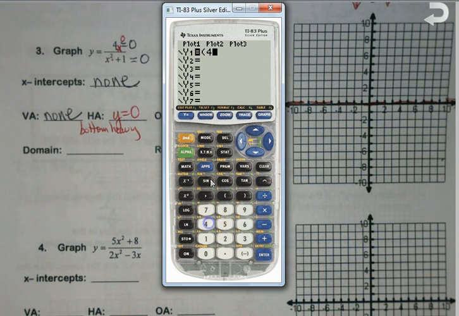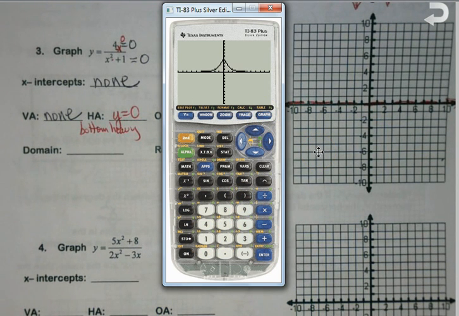So we've got 4x. Oh, no, not 4x. 4 over, remember my parentheses, x squared plus 1. All right, let's see what this sucker looks like. Kind of looks like a bell or a hill. So there's no real rhyme or reason to things. I see it doesn't go through x ever. I can see why it says we don't have any vertical asymptote.